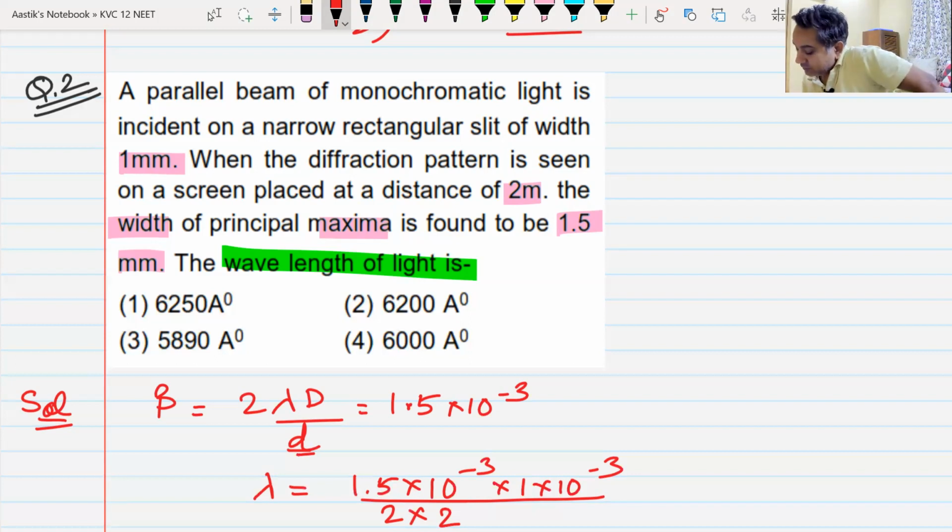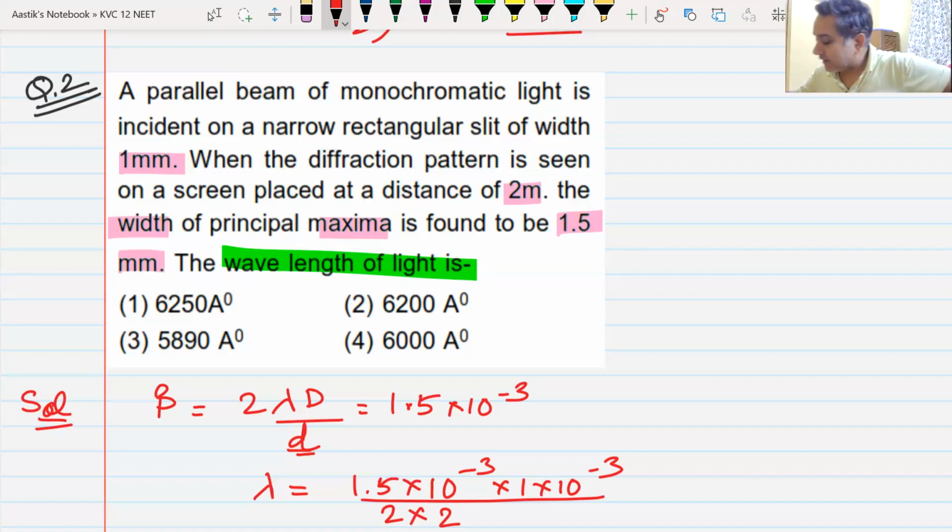Did I do it correctly or not? Are you getting something different? Okay, the answer might be different because they have given the wrong option. What is the answer that you are getting? You did it in the same way? Yes or no?